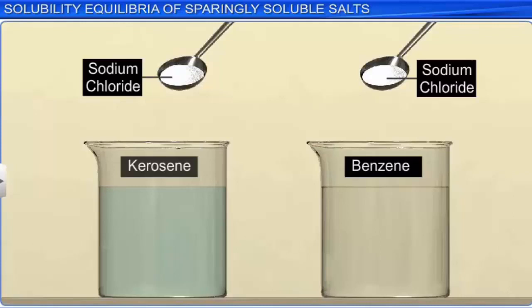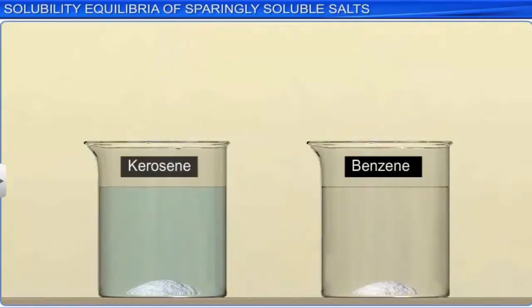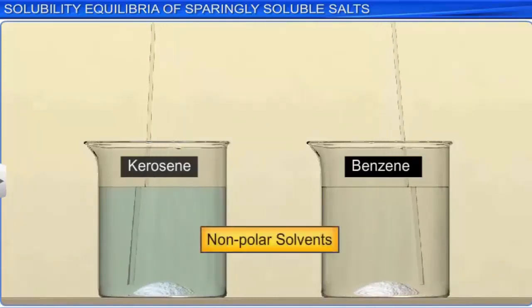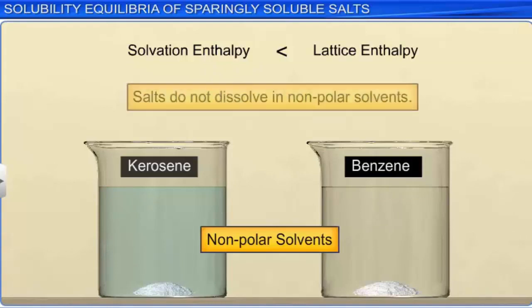On the contrary, you can observe that sodium chloride does not dissolve in kerosene or benzene. Kerosene and benzene are non-polar solvents. Their solvation enthalpy is small, and not sufficient enough to overcome the lattice enthalpy of the salt. Hence, salts do not dissolve in nonpolar solvents.